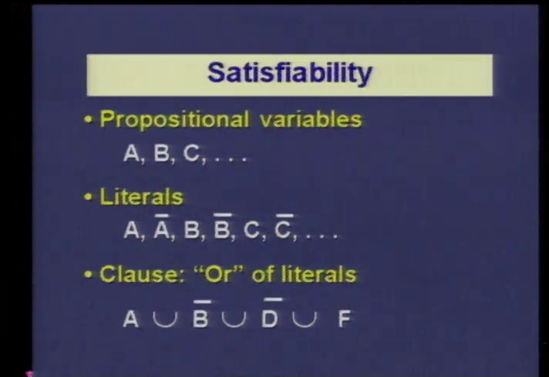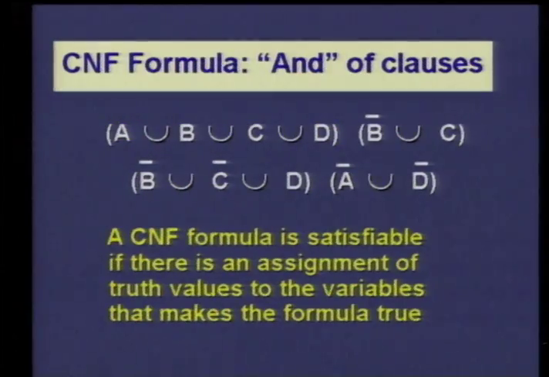A literal is either a propositional variable or its negation. So A bar denotes the negation of variable A. A bar is true precisely if A is false. Next, we define a clause as the logical OR of a set of literals. So the clause shown here will be true if either A is true, or B is false, or D is false, so that D bar is true, or F is true. And finally, we define a conjunctive normal form formula as the logical AND of a set of clauses.